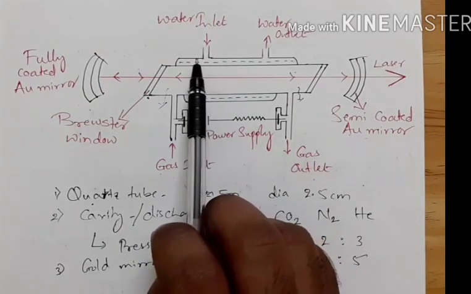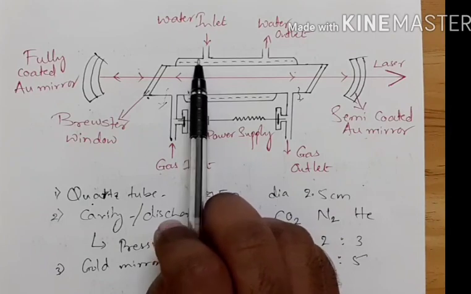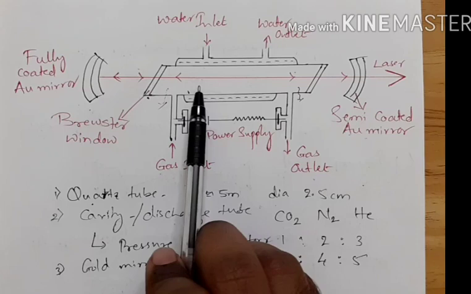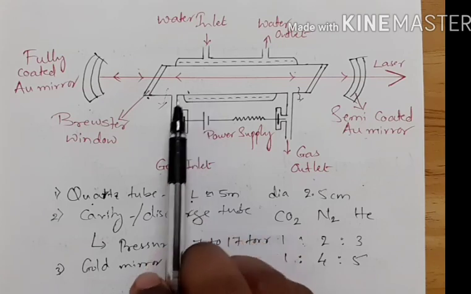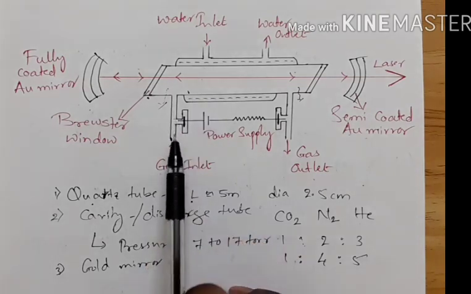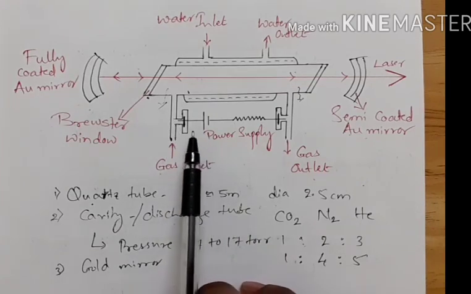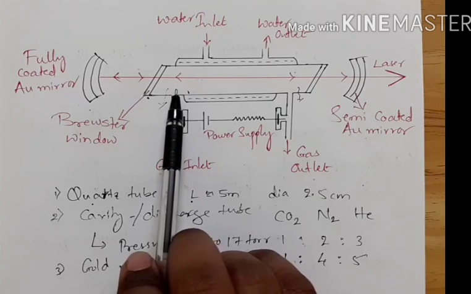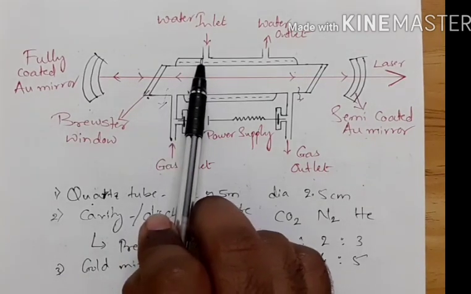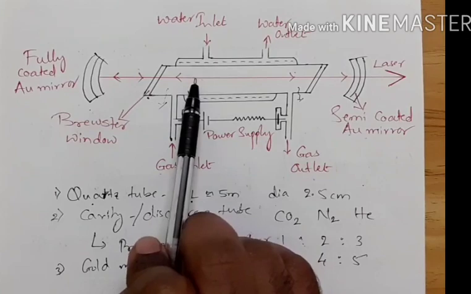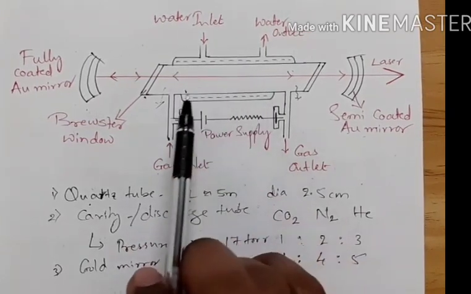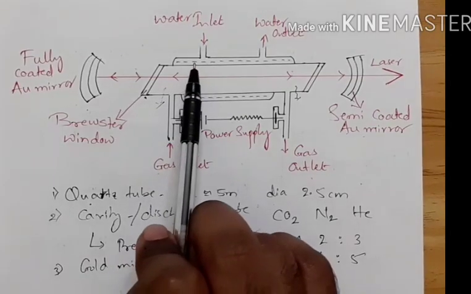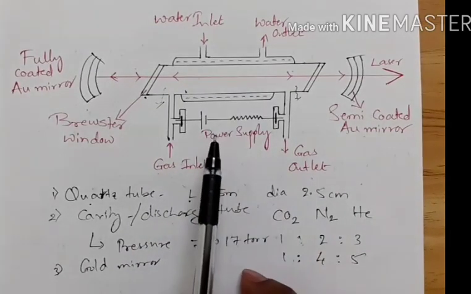So we have another component here, that is water inlet and water outlet. Since this tube heats up to a high temperature, because we have some pressure inside and we are applying high voltage to it, we use this water jacket to cool it. This water is not going inside; it is just an outer covering, so that the tube is cooled by water circulation. So this is another component.